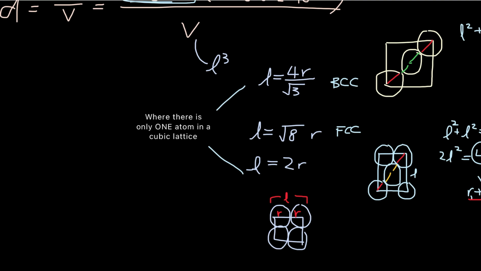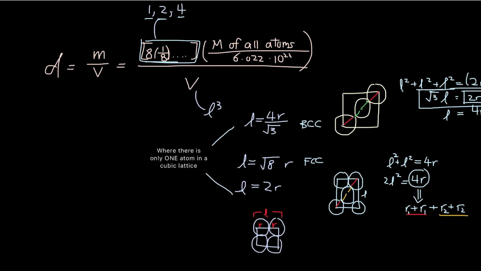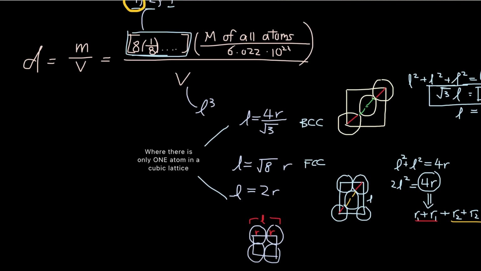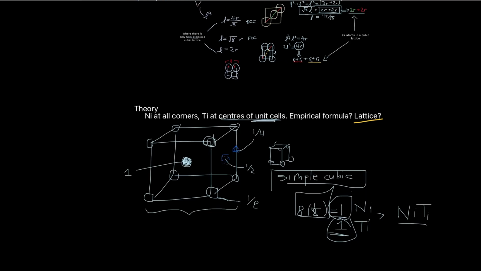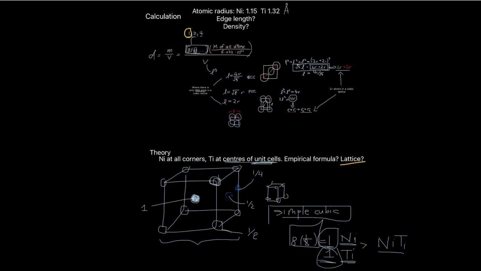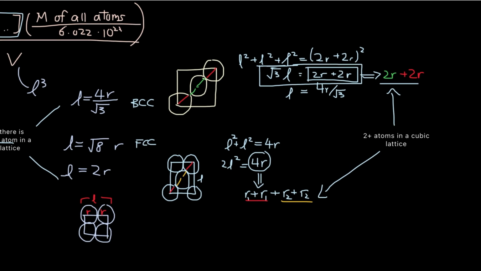on your formula sheet, they will tell you the relationship between length and radius for BCC, FCC shape, and simple cubic, which is convenient if your cubic lattice only has 1 atom. Then you would just substitute the radius for the radius of that atom. But in what we have in this question, we have 2 atoms, so we cannot just sub in our radius into these equations. So then we have to understand what our equation is telling us.